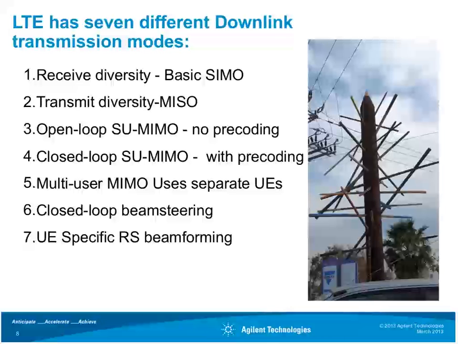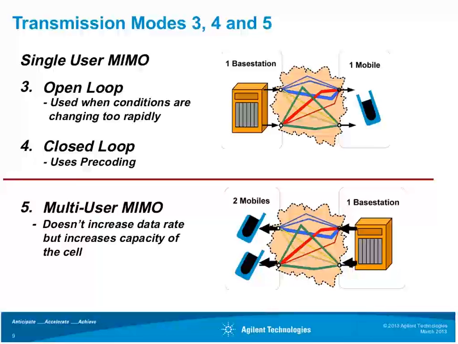So let's talk about LTE's very specifically defined downlink transmission modes for MIMO. So the first one is receive diversity. We talked about that. It's basic SIMO. And then the second one is transmit diversity. That's, again, two signals going into the channel and only one receiver to look at the signal coming out. So for the third, fourth, and fifth one, let me go to the next slide.